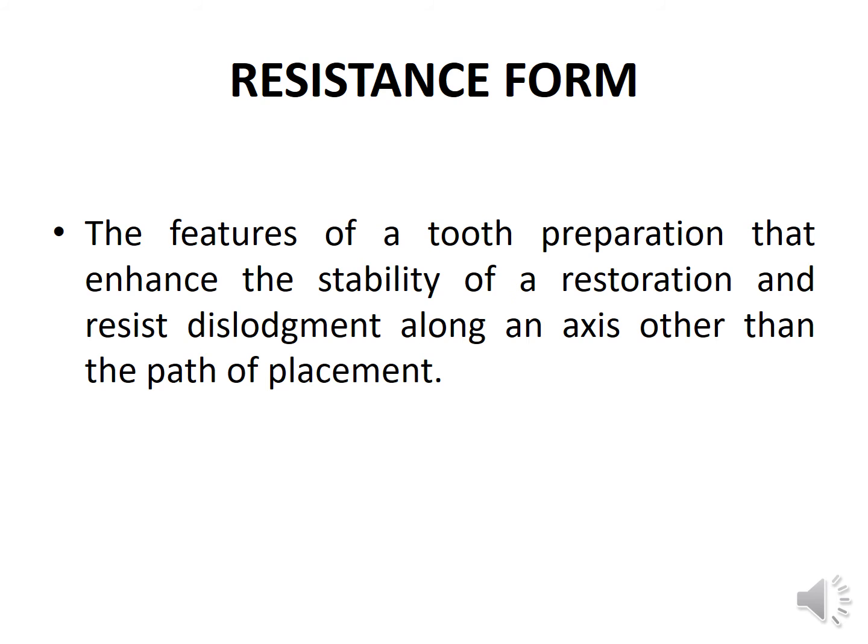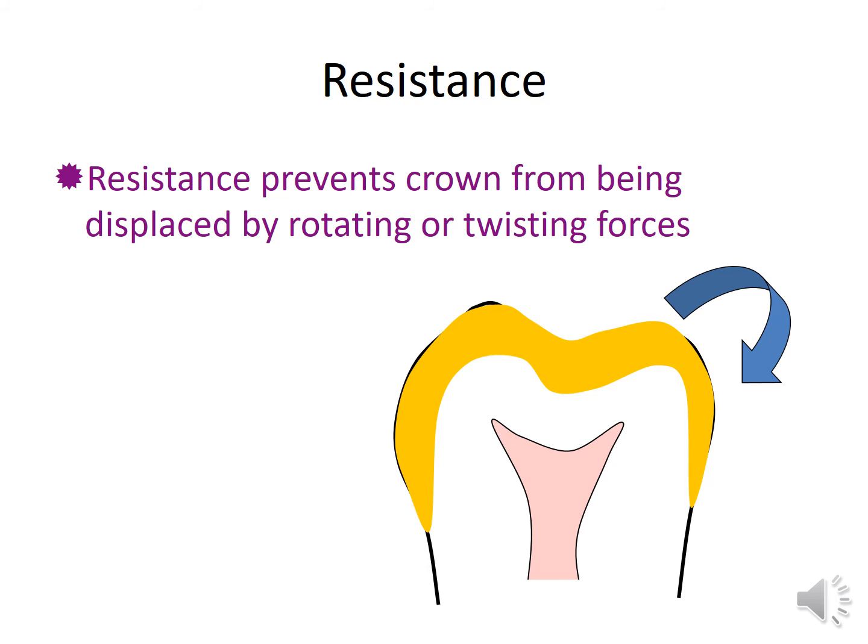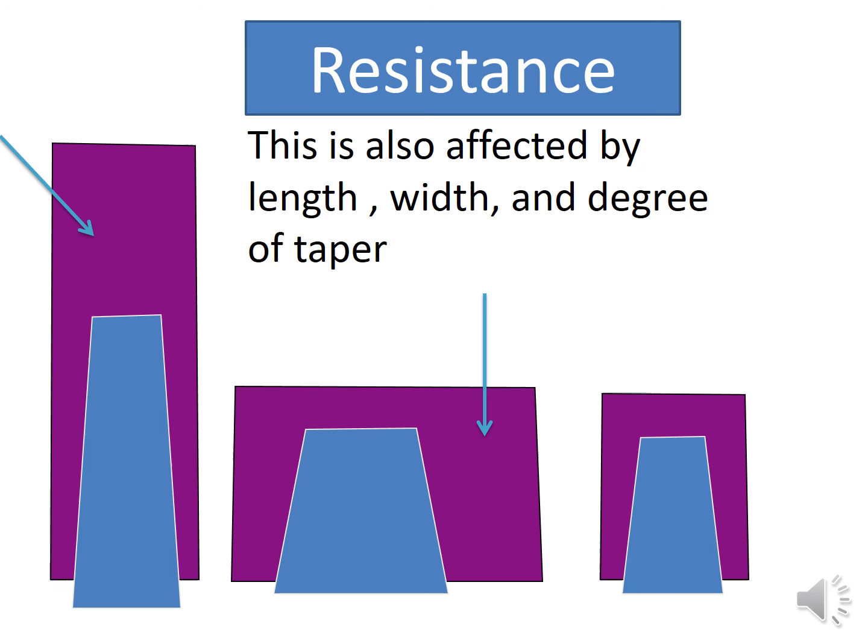So I have to make my restoration stable, okay? I have to prevent the crown from rotation and twisting force. Rotation and twisting force comes from mastication and chewing effect, okay? Also, resistance is affected by the length, width, and degree of taper, okay? You can see here, resistance to some extent differs from retention, okay?